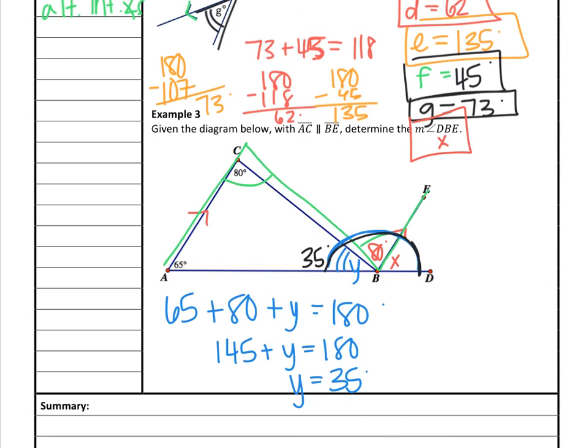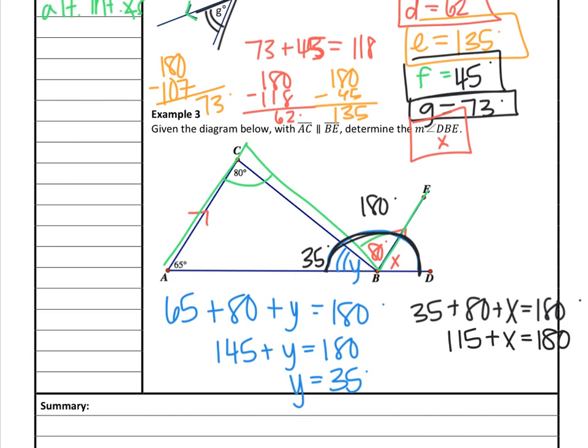So now again, on this straight line, we can find X because they all sum to 180. So we have 35 plus 80 plus X equals 180. Take a second to solve that, please. Again, if you need more time, just pause the video. I found the measure of angle DBE, in other words X, to be 65 degrees.